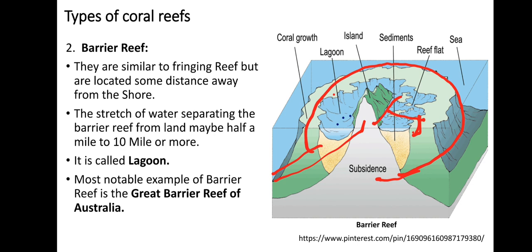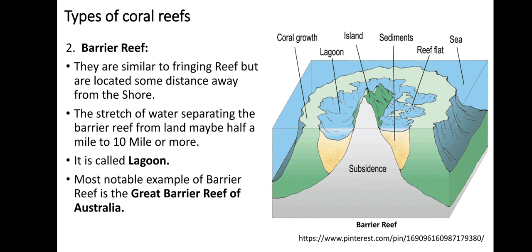So the difference between the fringing reef and the barrier reef is the distance between the landmass and the reef. That is the major difference. Because of this distance, the amount of water present around the island also varies, and even the depth of the water body. And here that water body is called the lagoon. So that is about the barrier reef.